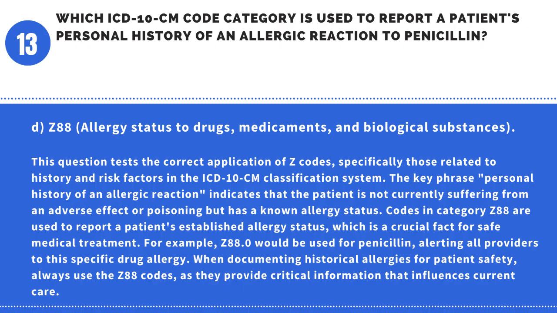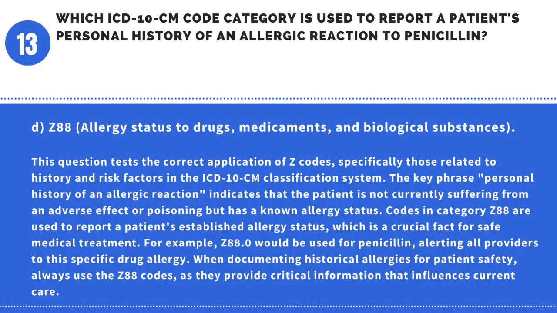This question tests the correct application of Z codes, specifically those related to history and risk factors in the ICD-10-CM classification system. The key phrase, personal history of an allergic reaction, indicates that the patient is not currently suffering from an adverse effect or poisoning but has a known allergy status. Codes in category Z88 are used to report a patient's established allergy status, which is a crucial fact for safe medical treatment. For example, Z88.0 would be used for penicillin, alerting all providers to this specific drug allergy.